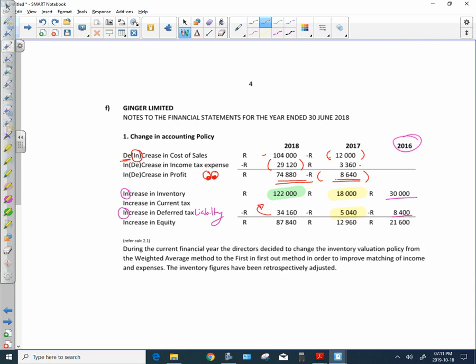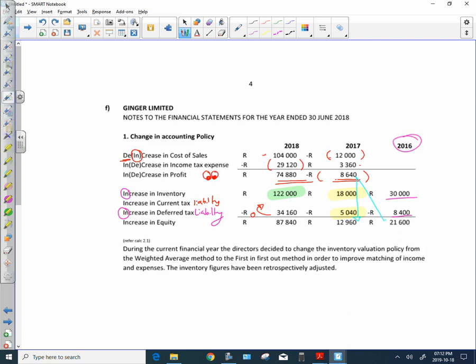It shouldn't be under deferred tax, it should be under current tax liability. So your deferred tax there would be 0. Current tax would have increased by 34,000. Right, and if you want to do a test in a test or exam, 21,000 increase minus 8,640 should give you a net increase in equity over there.